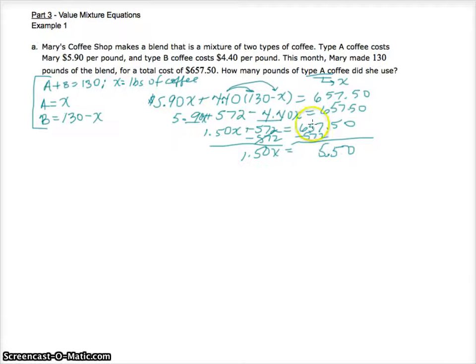It's going to be 85.50. Now I divide by 1.50 on both sides. So x is going to equal 85.50 divided by 1.50. X is 57 pounds and that would be brand A. Alright, let's look at a couple more examples.